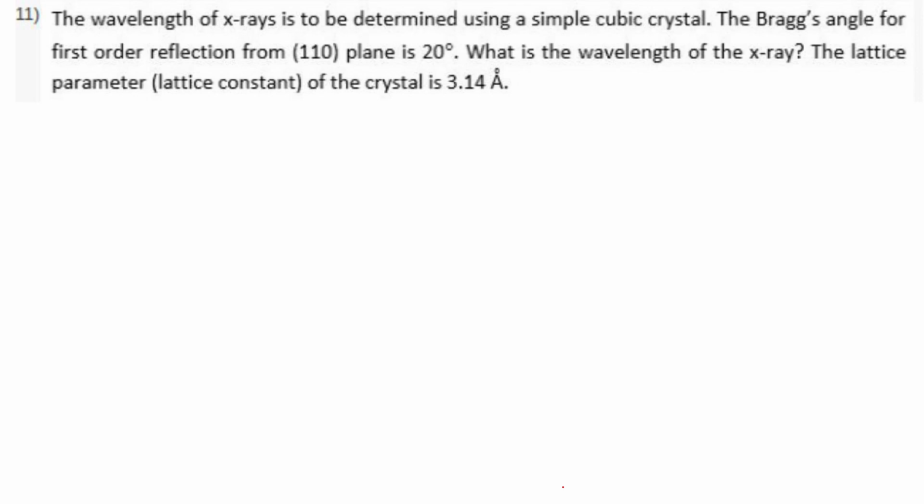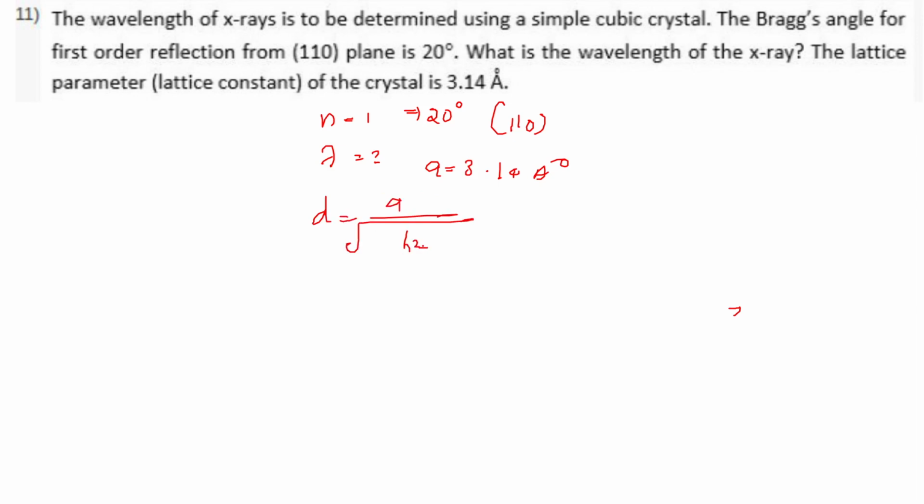Okay, so the Bragg's law. It's like n is equal to 1 and 20 degrees in the 110 plane. So lambda we have to find. a is given as 3.14 angstrom. Now we know that d is equal to a divided by root of h square plus k square plus l square. Now you have to use the n lambda is equal to 2d sine theta formula.